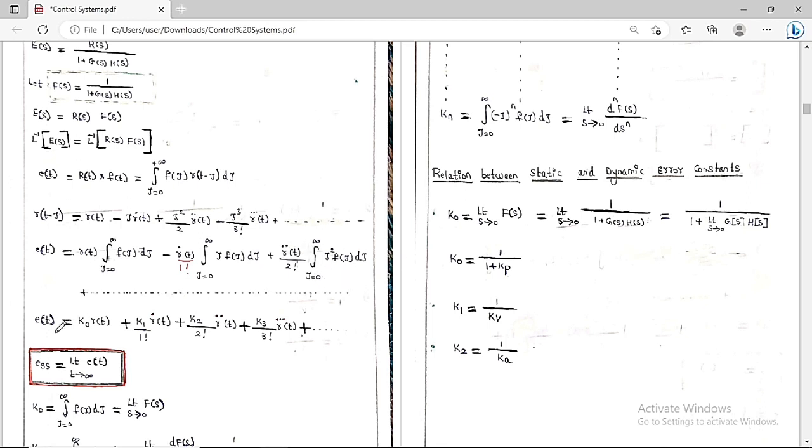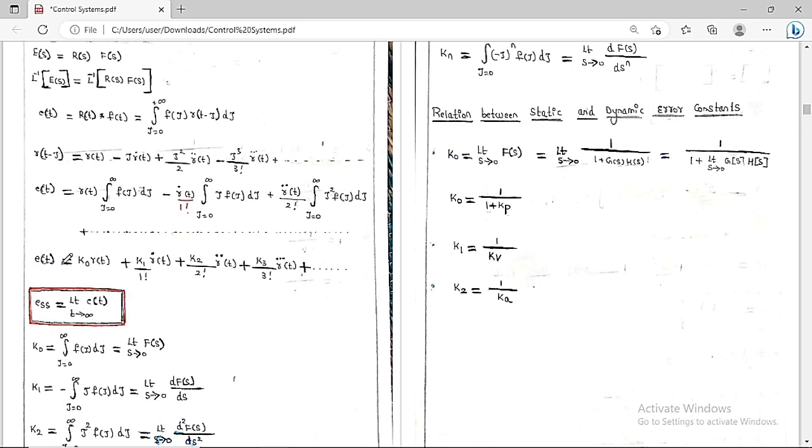So finally we are going to get E of t is equal to k0 into r of t plus k1 by 1 factorial into r dash of t plus k2 by 2 factorial r double dash of t plus k3 by 3 factorial r triple dash of t and goes on. So now if you see clearly, we got the expression of the error with respect to input in the time domain. So this is the relation between the error and the input in the time domain, which is E of t is equal to k0 into r of t plus k1 by 1 factorial r dash of t plus k2 by 2 factorial r double dash of t plus k3 by 3 factorial r triple dash of t and goes on.